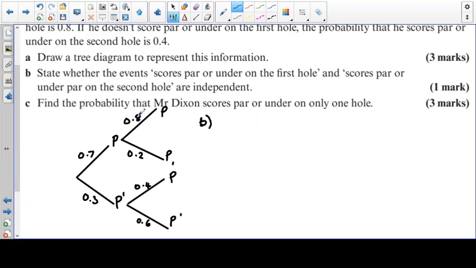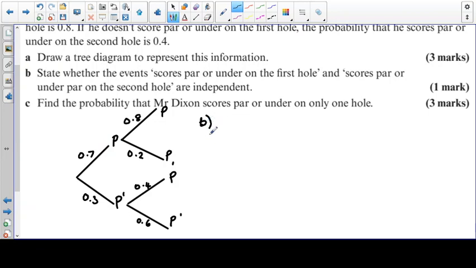So the probability that he scores par or under on the second hole, if it was independent, would be the same as the probability he scores it on the first hole. So write something along those lines.